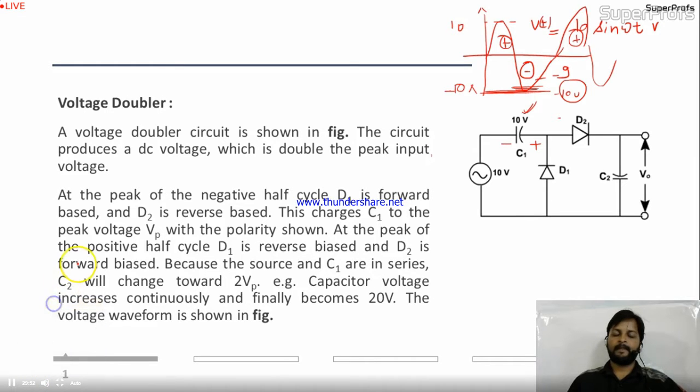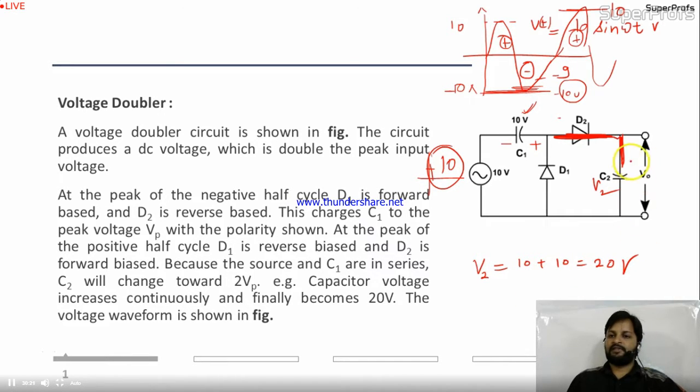Now the maximum value will be at 10 volt. It will reach the 10 volt value. At this stage, the diode D2 is short circuited. Okay. And this C2 is going to charge over here. The max value is 10 volt. Here is 10 volt already charged. What will be the V2? V2 will be 10 plus 10. It will be 20 volt.